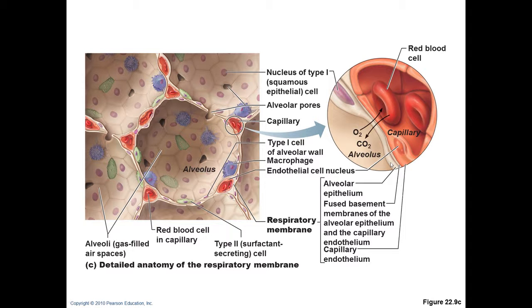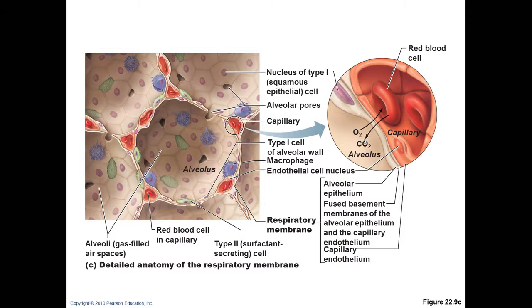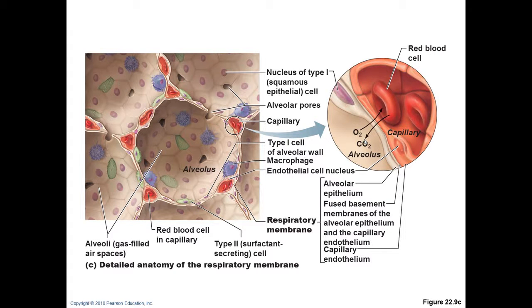So here's a representation of the respiratory membrane. Here's the wall of an alveolus. Here's the wall of a capillary with red blood cells in it. And then there's that gas exchange that's taking place. O2 is moving into the blood, CO2 is moving out.